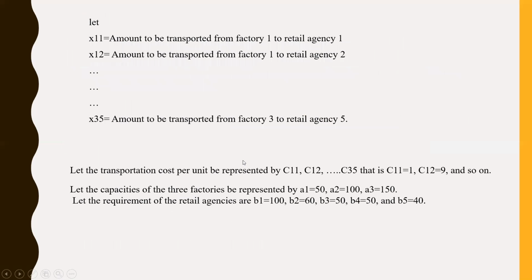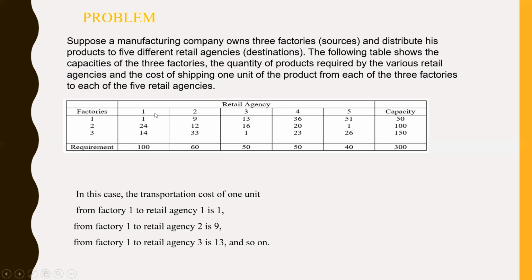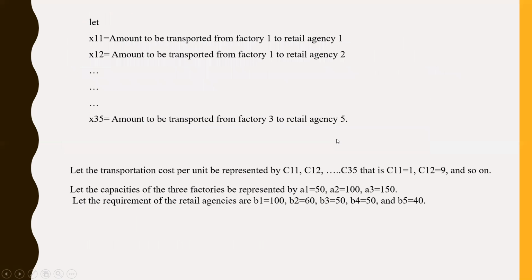Similarly, let the requirements of the retail agencies be B1, B2, B3, B4, and B5. Retail agency 1 is assumed as B1, which is 100. Retail agency 2 is assumed as B2, which is 60. Retail agency 3 is assumed as B3, which is 50. Retail agency 4 is assumed as B4, which is 50. Retail agency 5 is assumed as B5, which is 40.